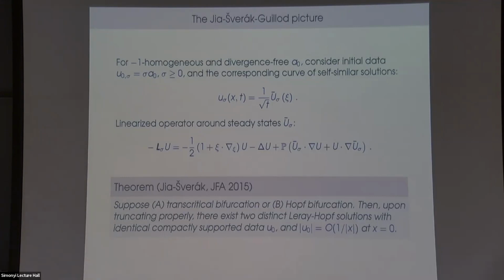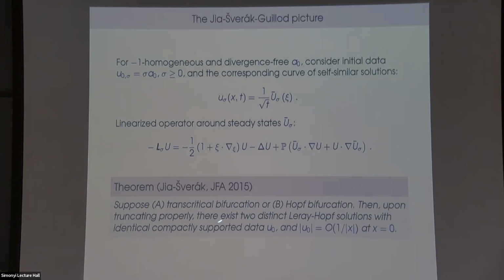I'll have some pictures on the next slide actually, but you can prove a theorem, like a criterion for this non-uniqueness. This was done by Guillaume and Sverak in 2015. It's roughly the following. Suppose you have a transcritical bifurcation or a Hopf bifurcation. So this corresponds to a real eigenvalue crossing or a pair of imaginary eigenvalues crossing. By crossing, I mean they go from stable to unstable. The real part goes from negative to positive.